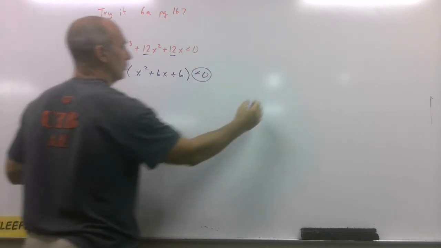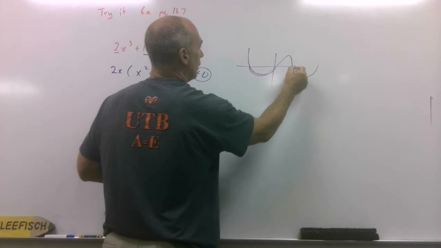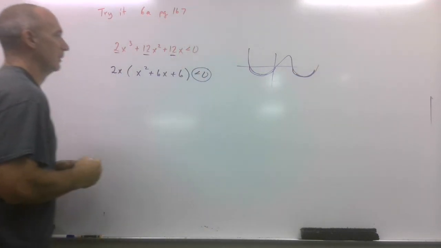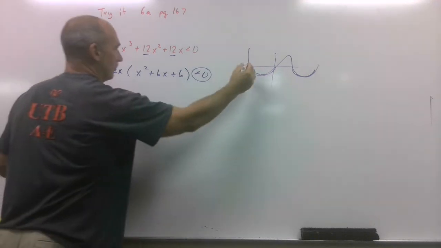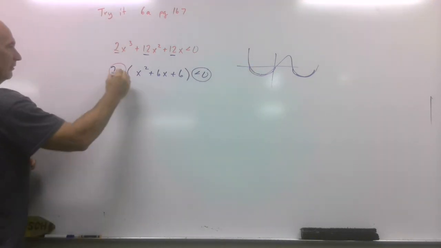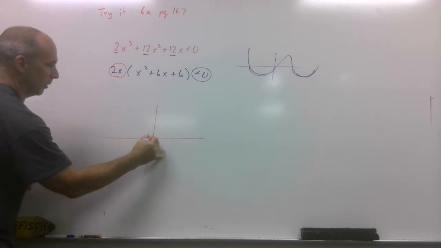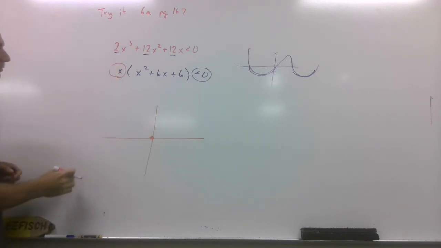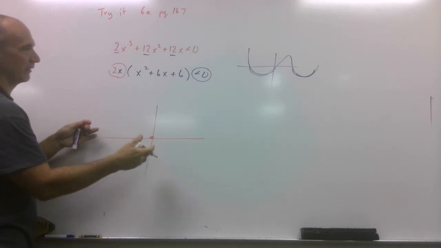You know what that means? When I'm done with my graph, I'm looking for everything under the graph. So, how do I do this? Well, I got to find out where my zeros are. Well, this one's easy. That one right there would simply be 0. Now, if you took the 2 out, you'd say, oh, that's 0. That 2 doesn't really mean anything as far as finding the zeros.